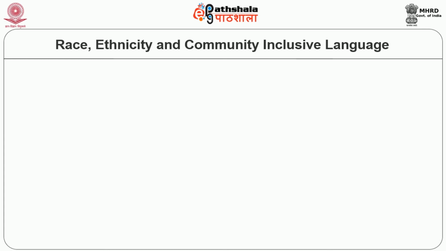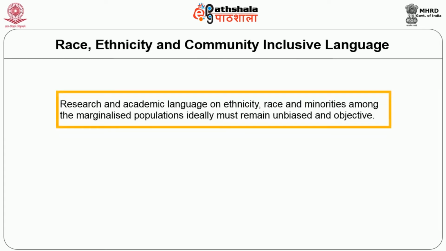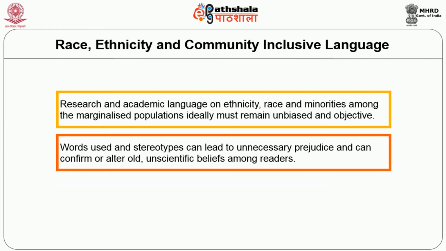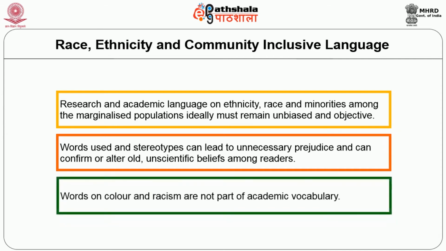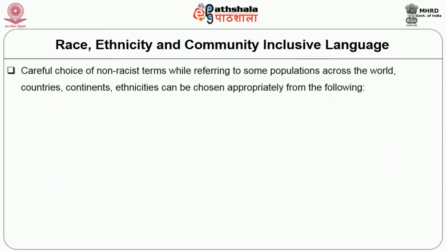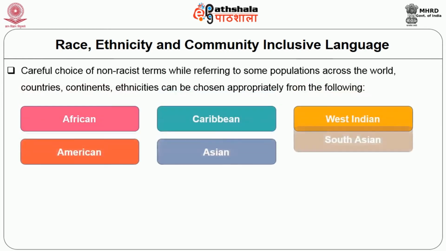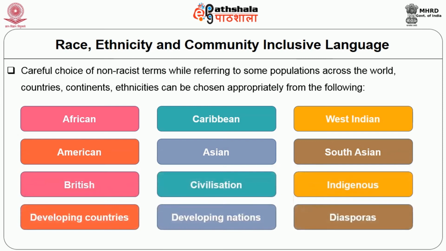Now coming to race, ethnicity and community inclusive language. Research in academic language on ethnicity, race and minorities among the marginalized population ideally must remain unbiased and objective. Words used as stereotypes can lead to unnecessary prejudice and conform to older unscientific beliefs among readers. Words on color and racism are not part of academic vocabulary. Careful choice of non-racist terms while referring to some populations across the world, countries, continents and ethnicities can be chosen appropriately from the following. There are words like African, Caribbean, West Indian, American, Asian, South Asian, British, civilization, indigenous, developing countries, etc. This is not an exhaustive list, but it can indicate the objective reference to people of various groups.